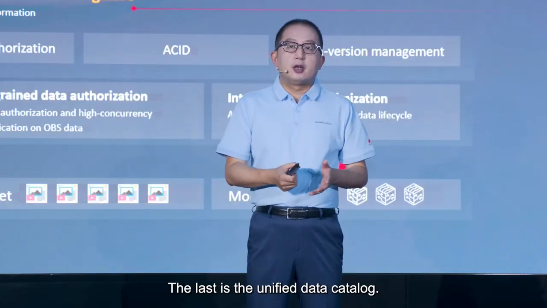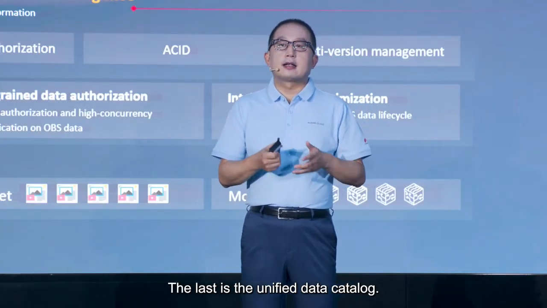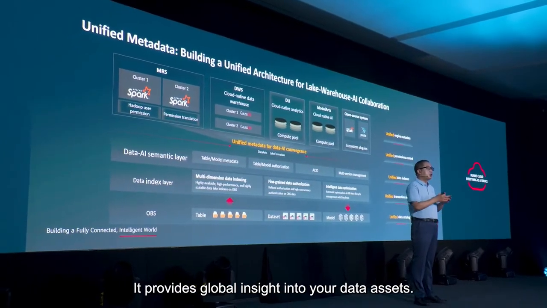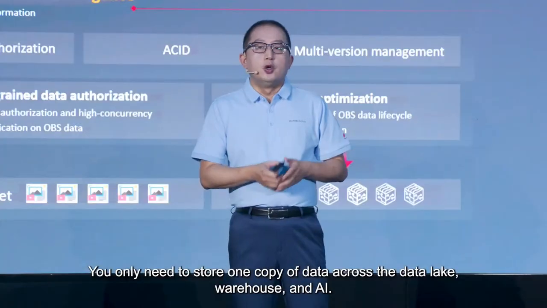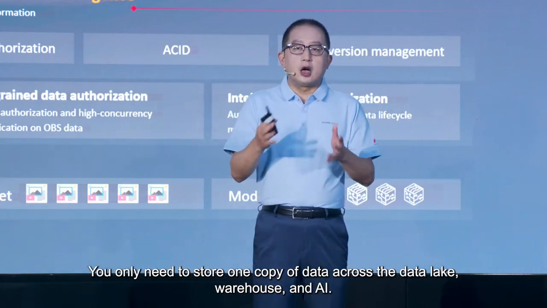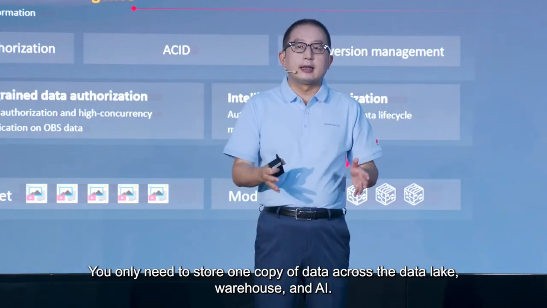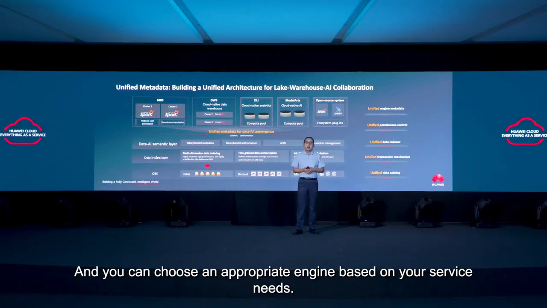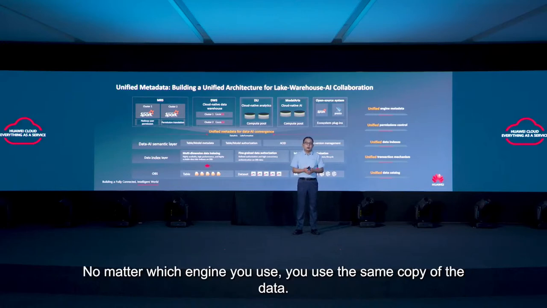The last is the unified data catalog. It provides global insight into your data assets. You only need to store one copy of data across the data lake, warehouse, and AI. And you can choose an appropriate engine based on your service needs. No matter which engine you use, it is the same copy of the data.